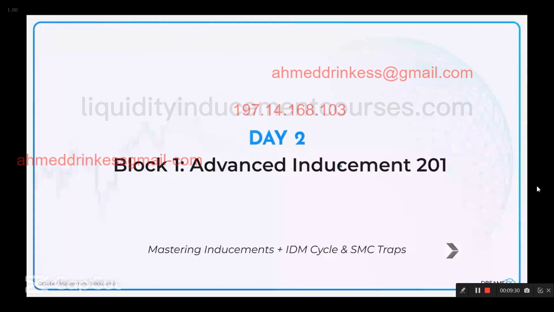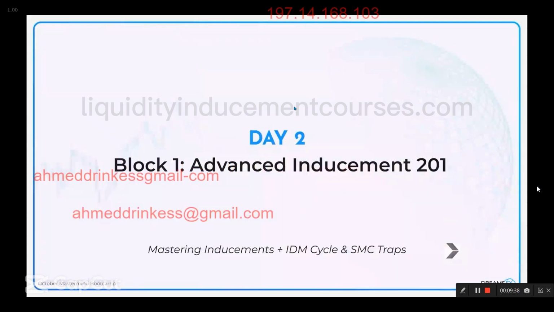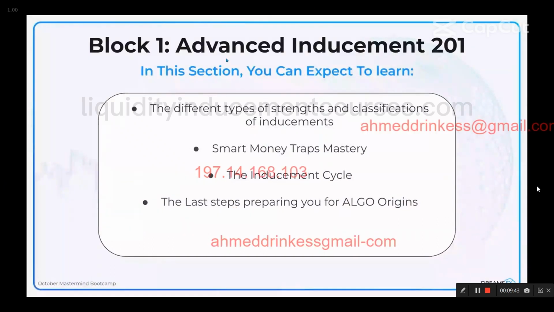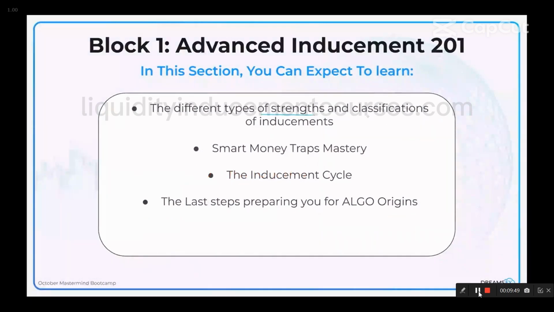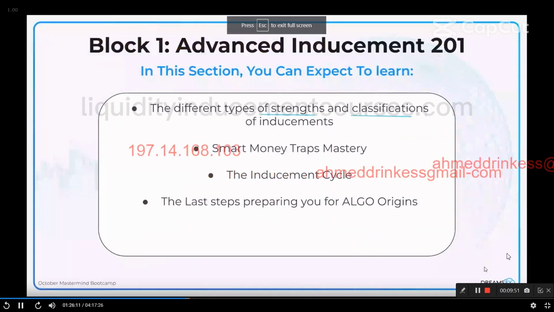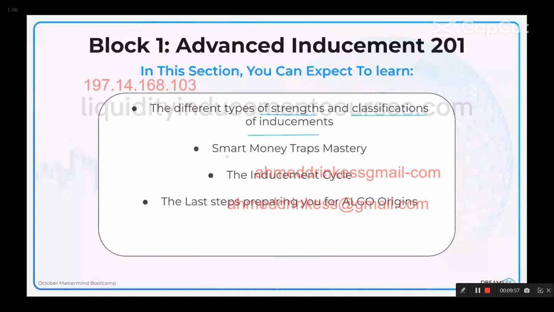So day 2, block 1: Mastering inducements, IDM cycle, and SMC traps, aka SMTs. In this section, you can expect to learn the different types, strengths, and classifications of all inducements, not type 1, type 2, type 3, different.